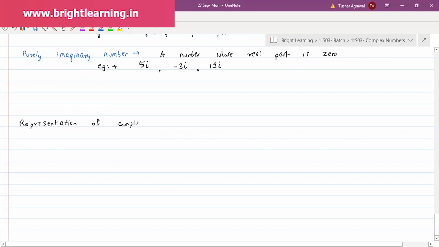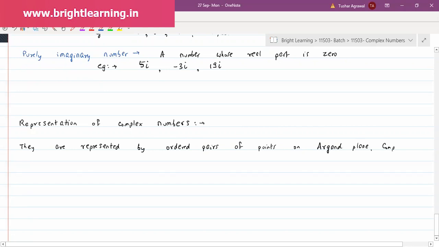Representation of complex numbers. Complex numbers are represented by ordered pairs of points on the Argand plane, or you may call it the complex plane, or you may call it the Gaussian plane.